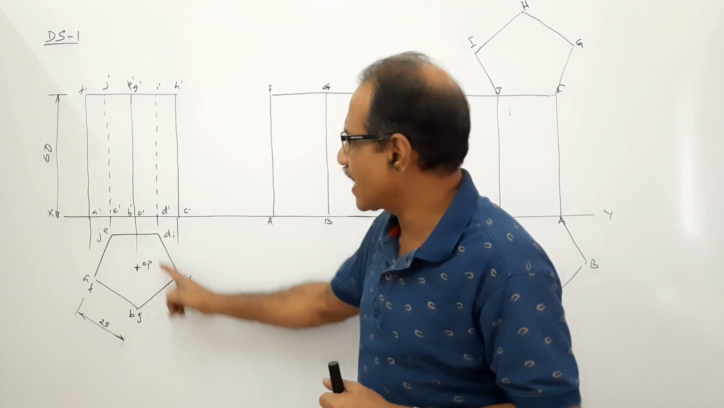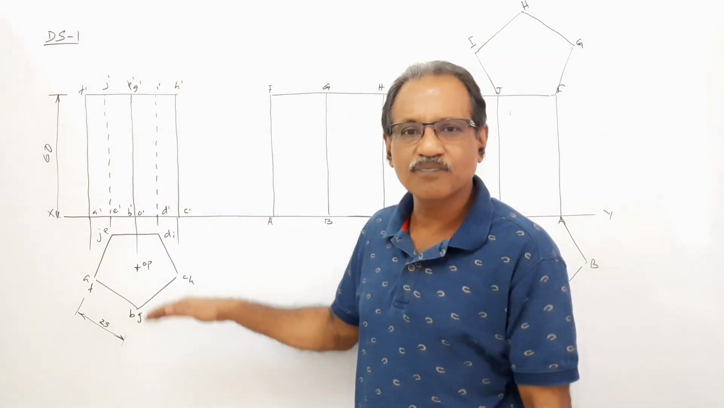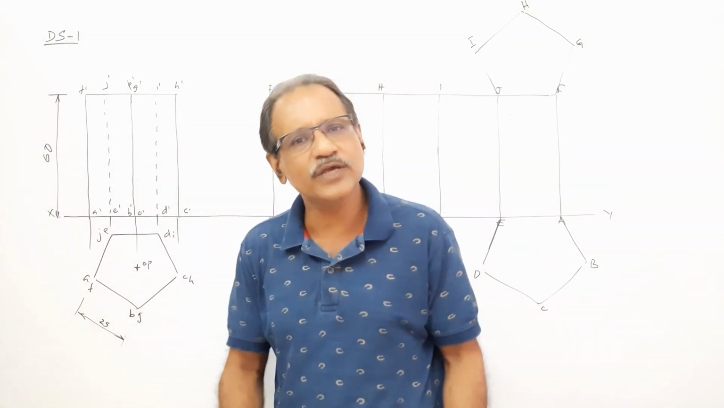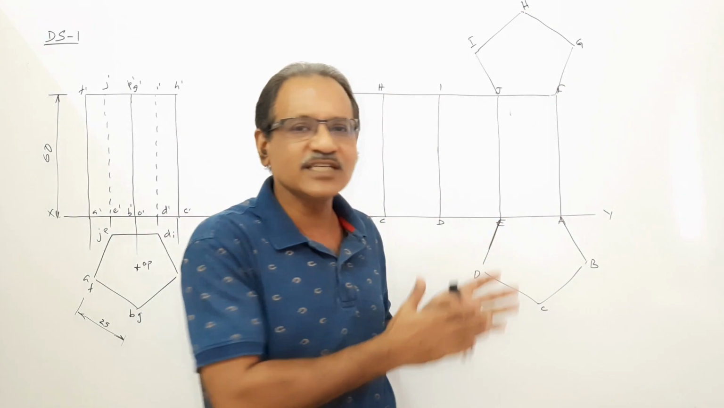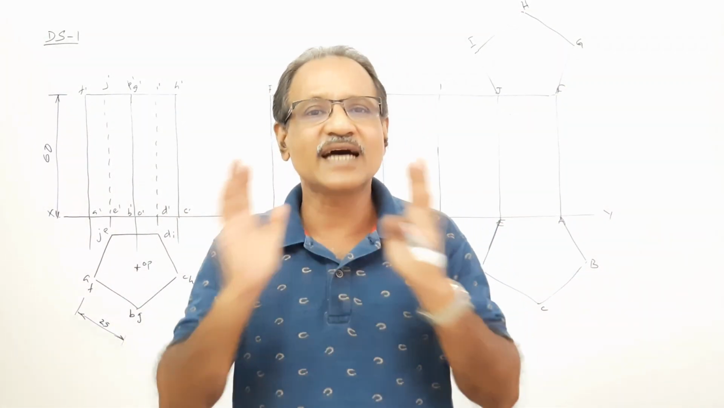So this is the plan and elevation of a pentagonal prism, standing on its base on HP. I have preferred a side to be parallel to VP. You can keep it in any position. My idea is to give you certain concepts. These concepts will be used in solving other questions.